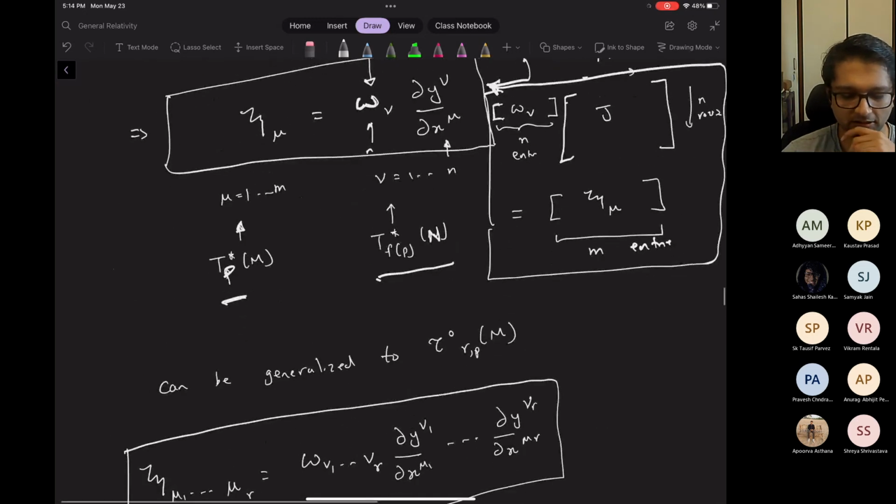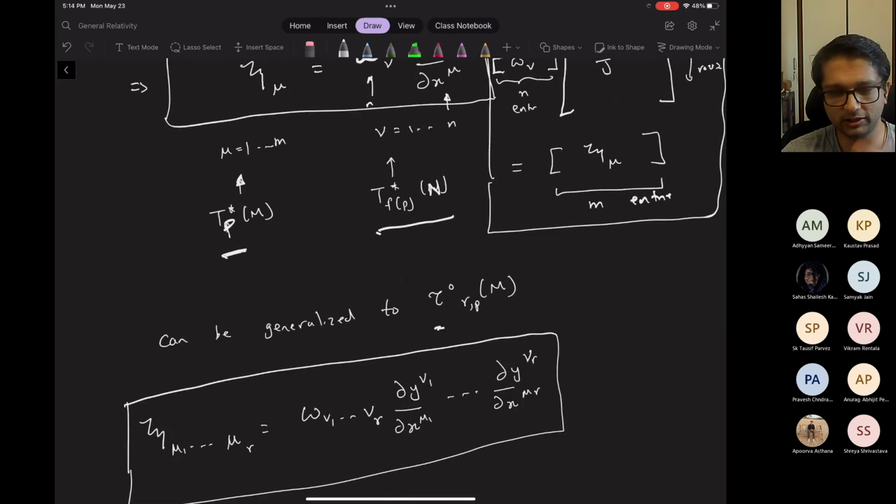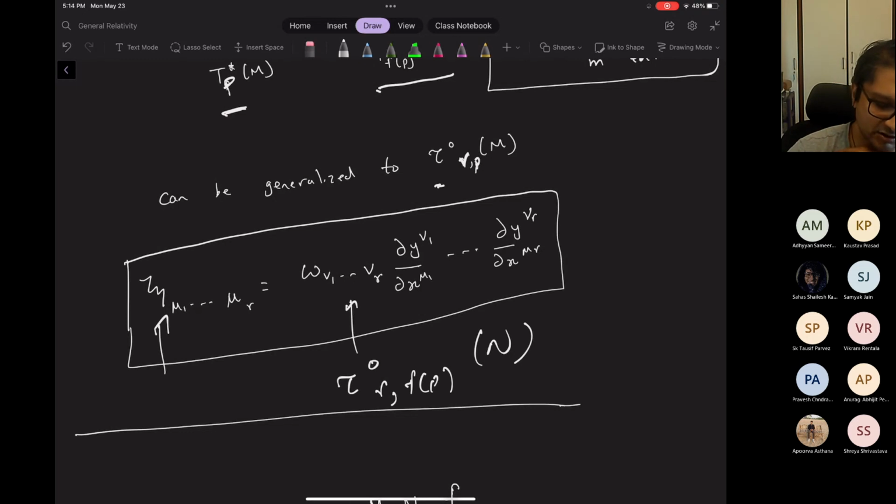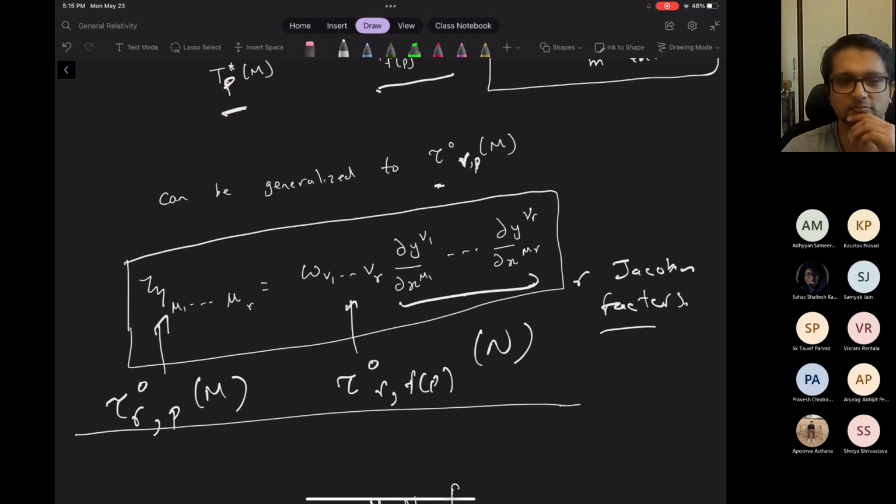And this can be generalized to any tensor which has only dual vector type indices, say type (0, r), at the point p of M. So this is a dual vector at f of p on N, and this is the components of a dual vector at p on M. And they're related again by r Jacobian factors. Any questions about this?